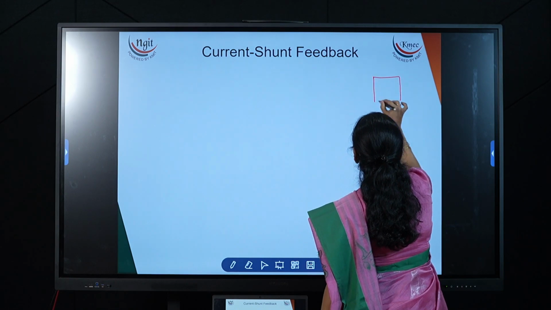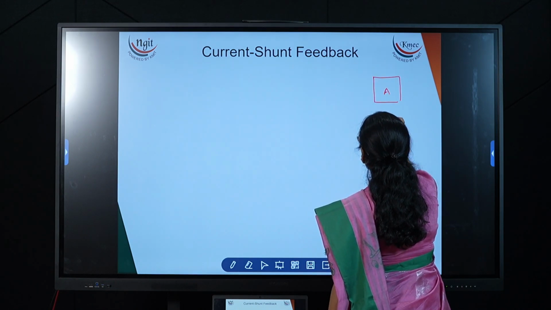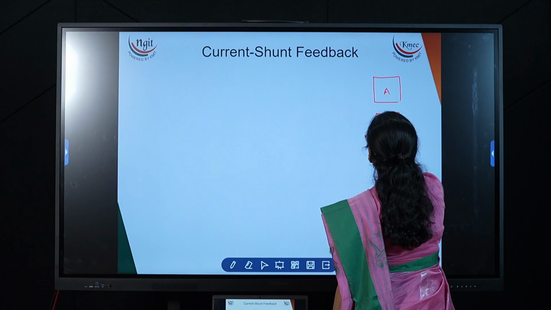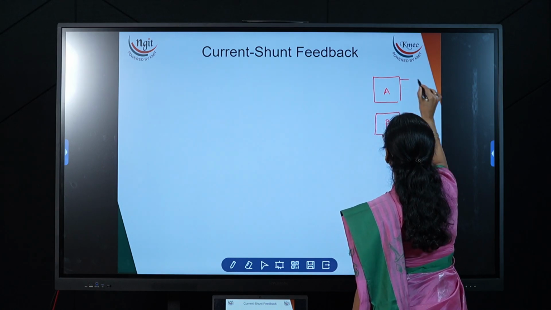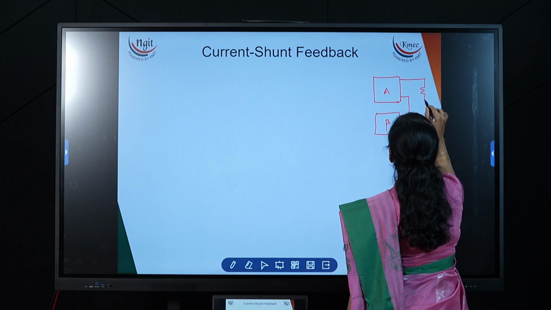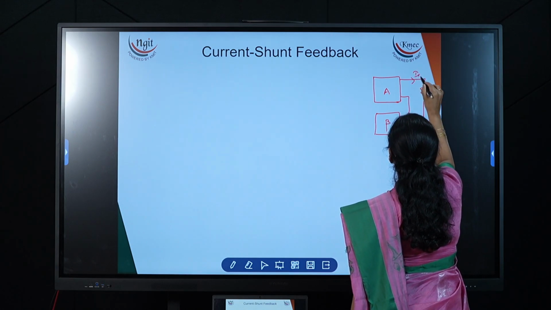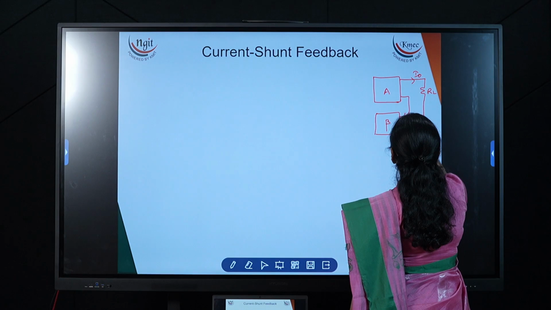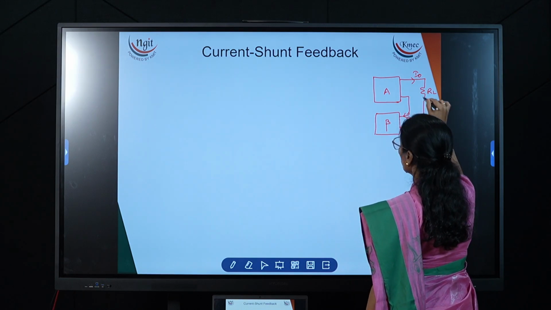Here this is an amplifier A and feedback network beta. Output side current means what? The same current should get, which means we have to make a series connection. Here this is I0, this is RL. So the same current we should get here, that's why we are giving the series connection.